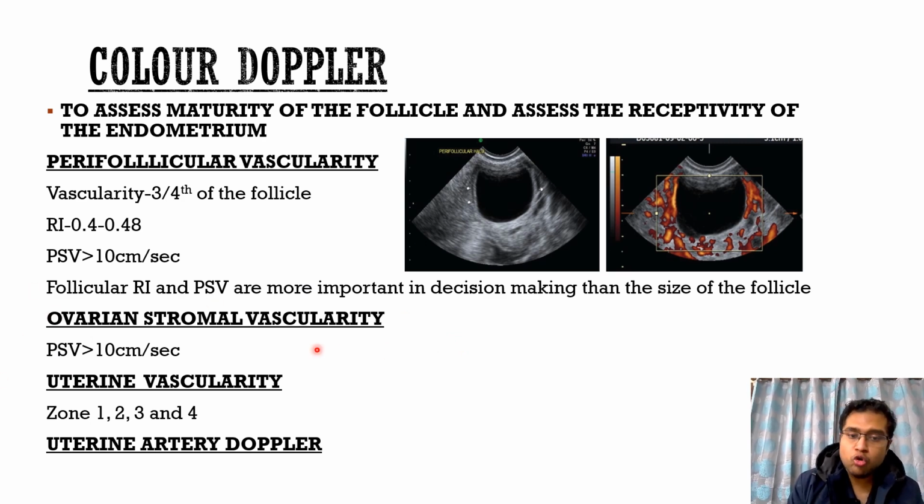Then coming to ovarian stromal vascularity, that is also increased at the time of ovulation, with more than 10 centimeters per second. And there is also something called uterine vascularity zones and uterine artery Doppler. We'll come to that in the next slides.